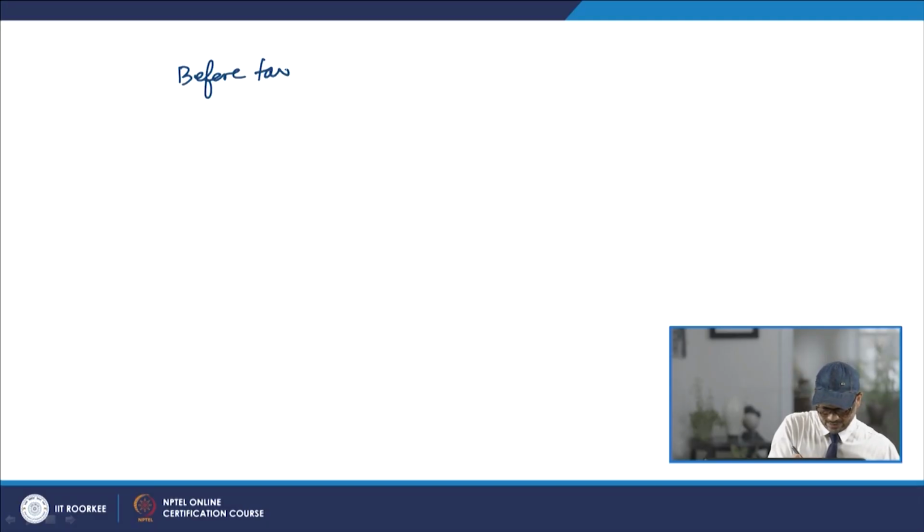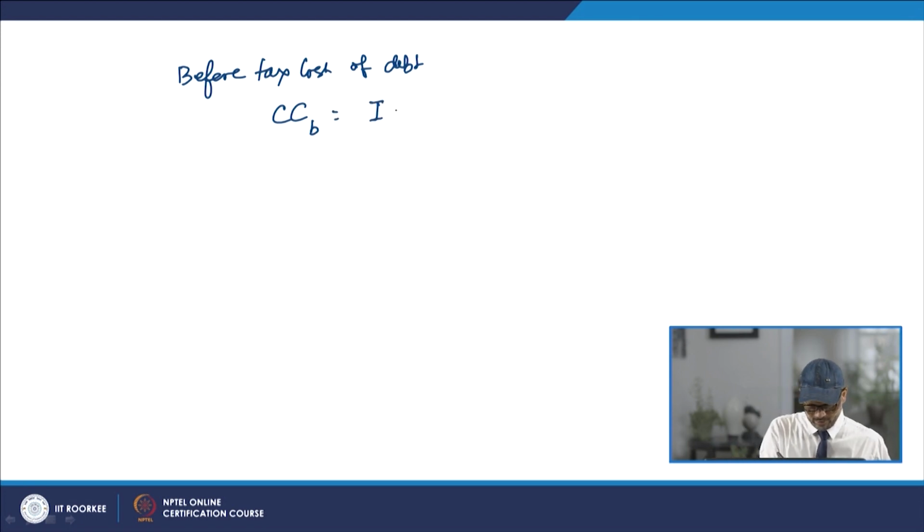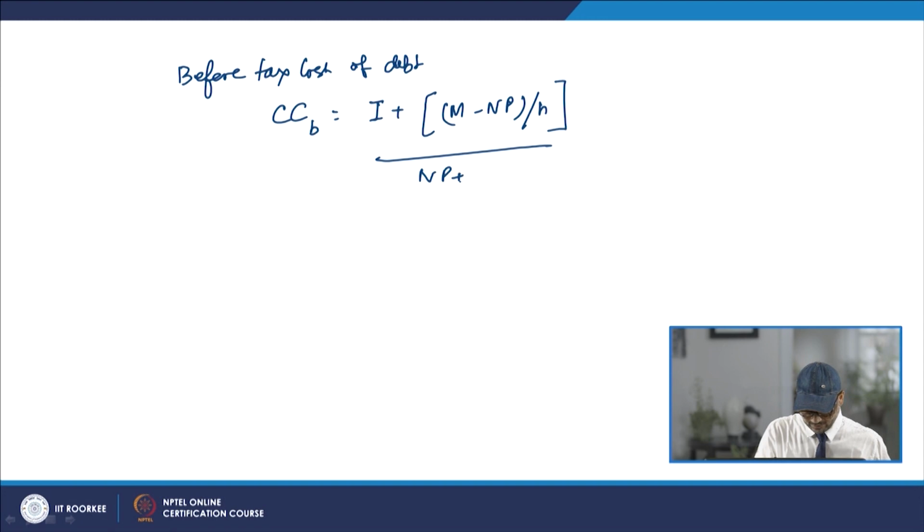So, the before tax cost of debt can be computed in those cases when the firm is using long term debt by selling bonds. In that case the before tax cost of debt is known as CCB. It is basically found as I plus (M minus NP) divided by N, and then that is divided by (NP plus M) by 2, so the average of NP plus M.